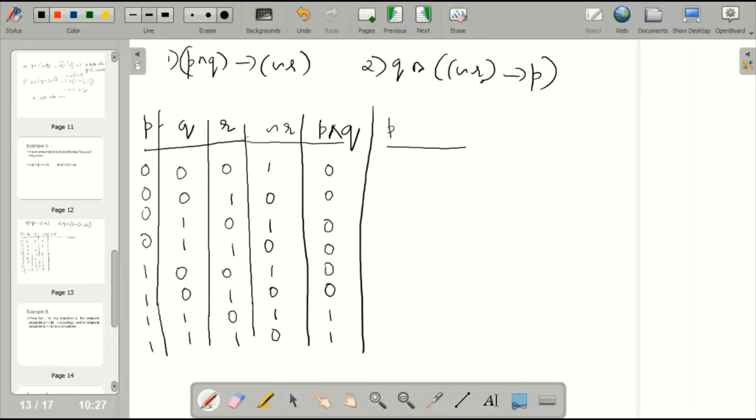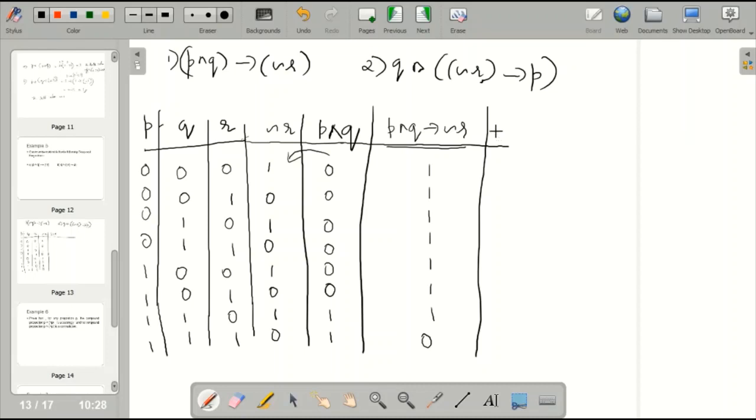Next we'll solve the first part. P and Q conditional negation R. So P and Q is here conditional of this. That means conditional to this, 0 conditional 1 is 0. So you know that in conditional only 1 conditional 0 is 0. Rest all the cases it is 1. So here you check 1 1 is fine. It is 1 itself. This will be 0. Rest all the values will be 1 itself. So this is the corresponding value.